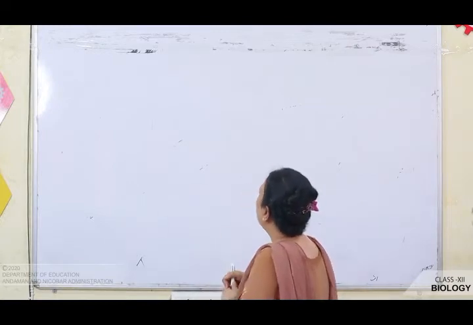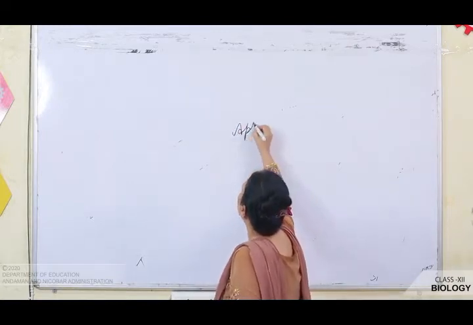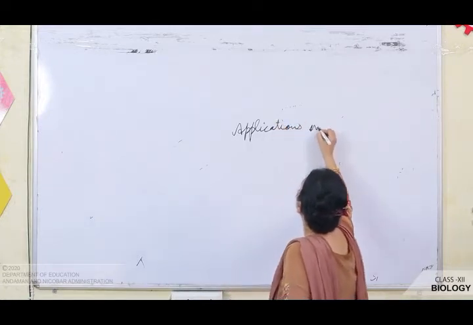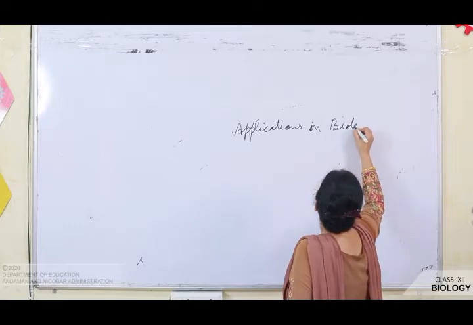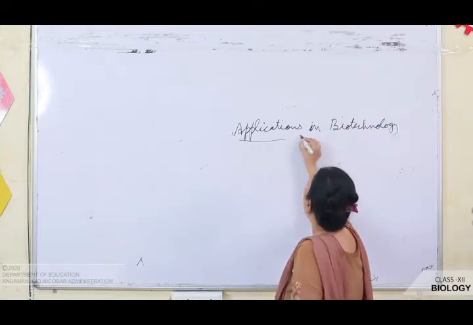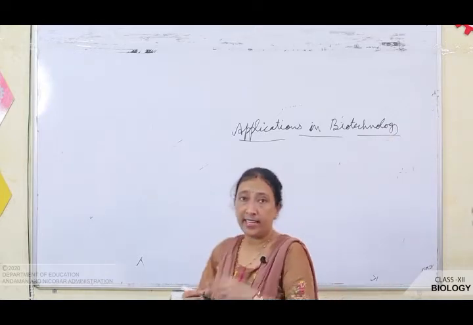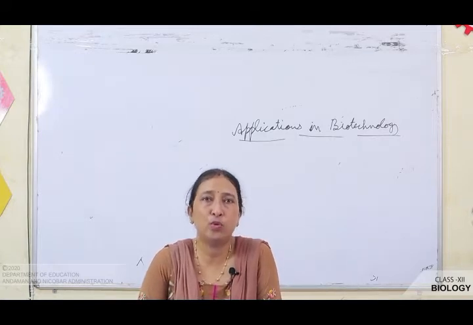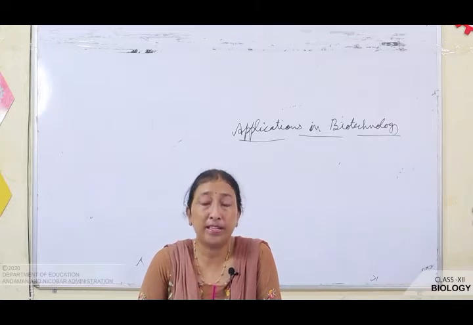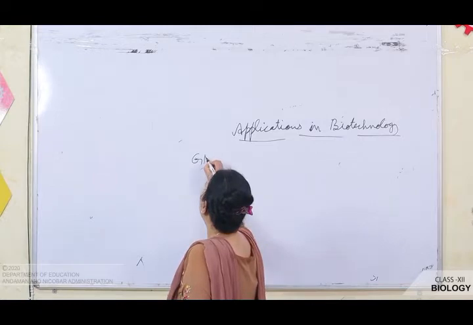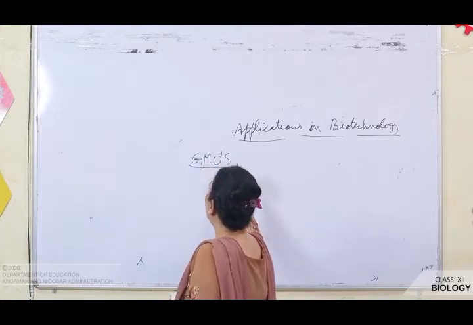Again in that chapter, applications in biotechnology, we had already seen how genetic engineering is done, how it is used for the production of vaccines, and how it is tested on animals. So we will see what GMOs are, genetically modified organisms. We had seen genetically modified organisms.